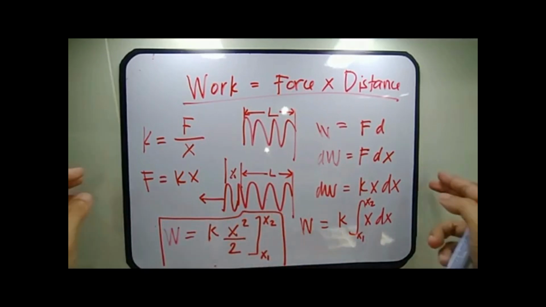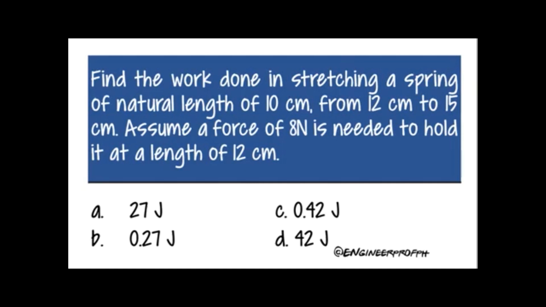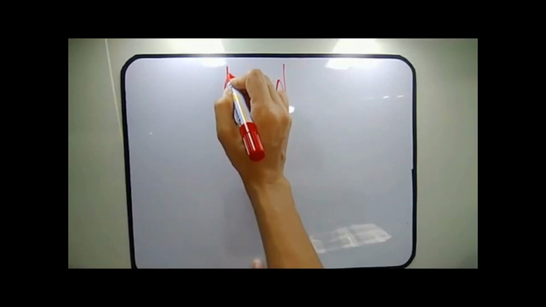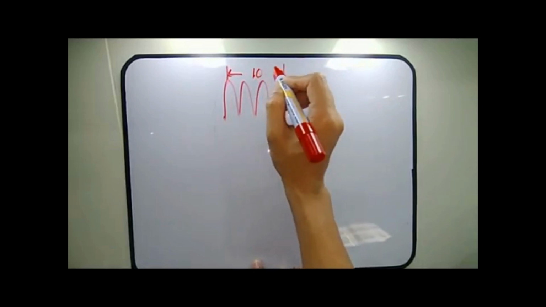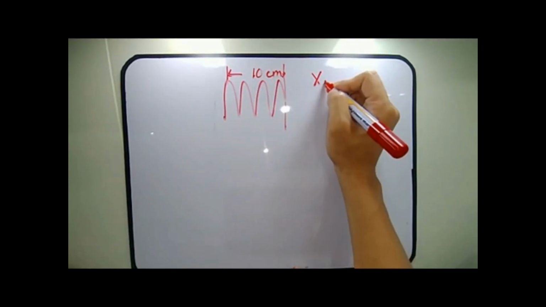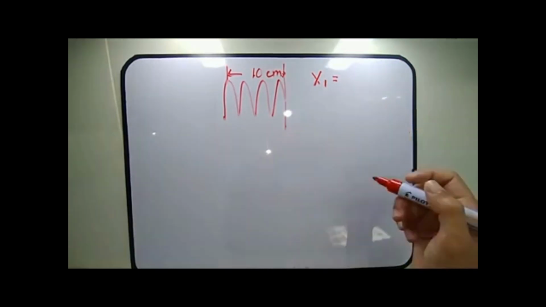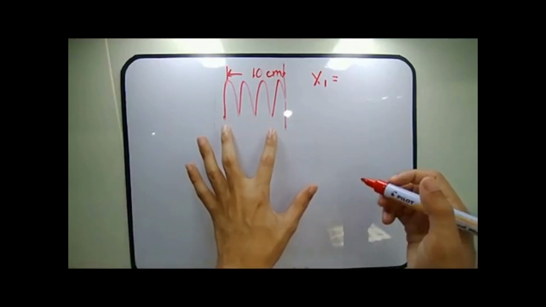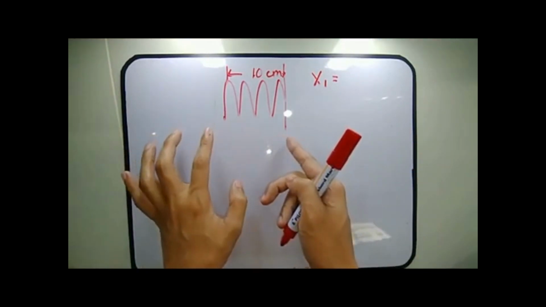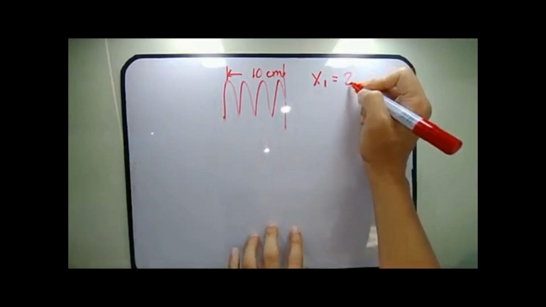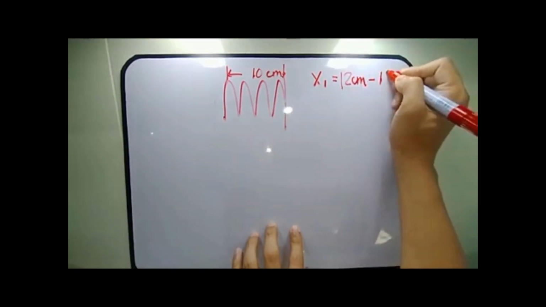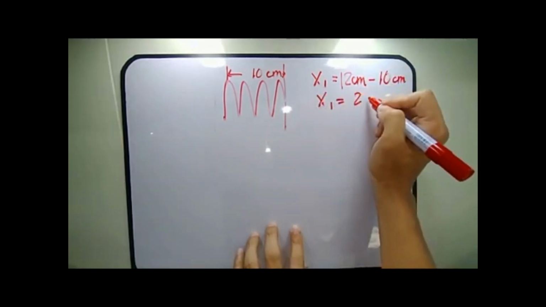So, let's apply this formula. Find the work done in stretching a spring of a natural length of 10 cm from 12 cm to 15 cm. 8 newtons is needed to hold it at a length of 12 cm. So, the length of the spring, that is the original length, is 10 cm. So, x1, that is the initial elongation, will be from 12 to 15 cm. So, if you have 10 as your reference point, if the length is 12 cm, therefore the change in distance is 2 cm. So, x1 is 12 cm minus 10 cm. So, that is 2 centimeters.